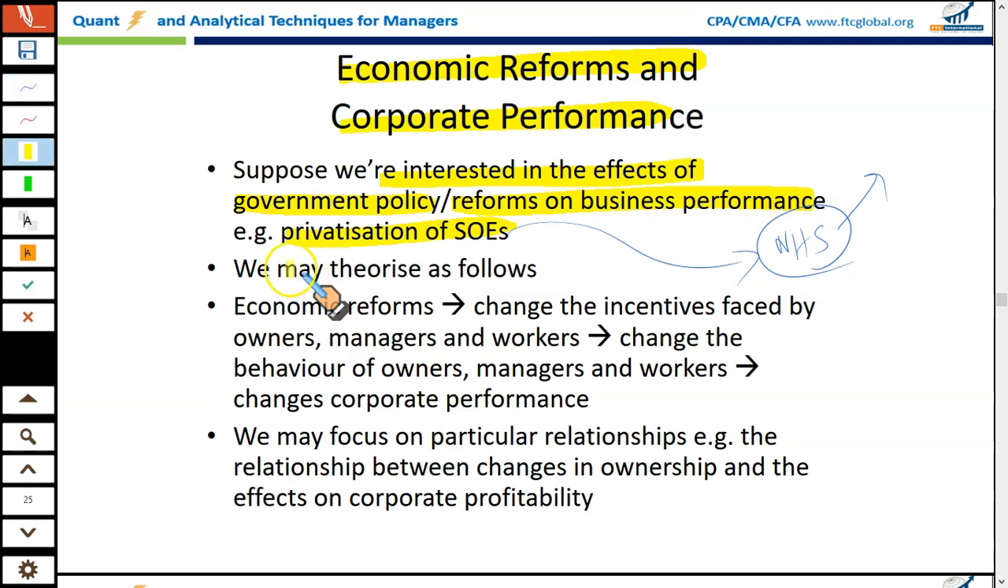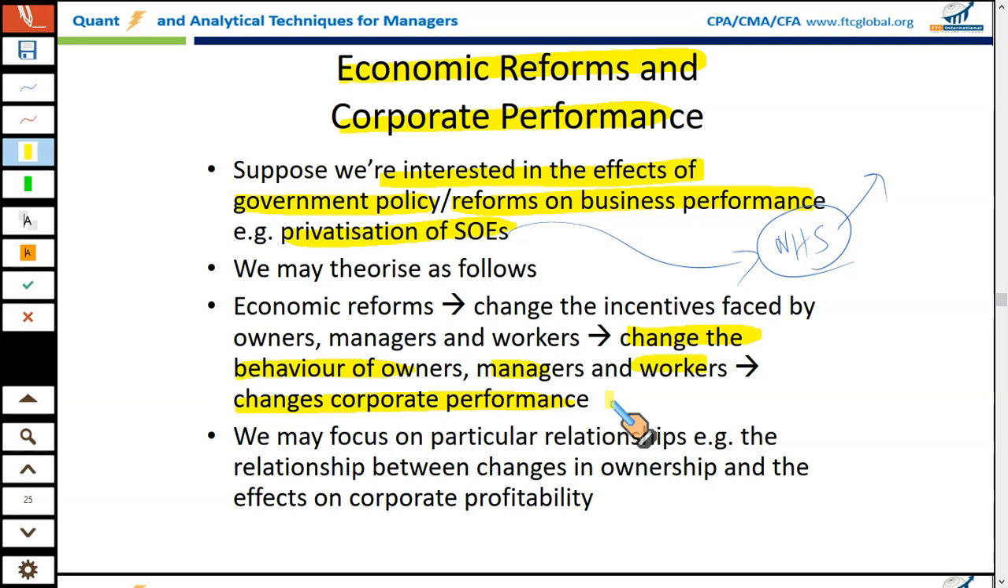So we may theorize as follows. When we make this economic reform, we privatize NHS. Since now it's run by private individuals like you and me who love profit, it changes the incentive faced by owners, managers and workers. Now once it's a private sector entity, I as the owner want money. Managers will be forced to work more efficiently and workers would be required to give their maximum best rather than rely on job assurance and job security. So these changes will have a great impact upon profitability. Changing the behavior of owner, manager and workers would result in changes in corporate performance. It will become a profitable entity.